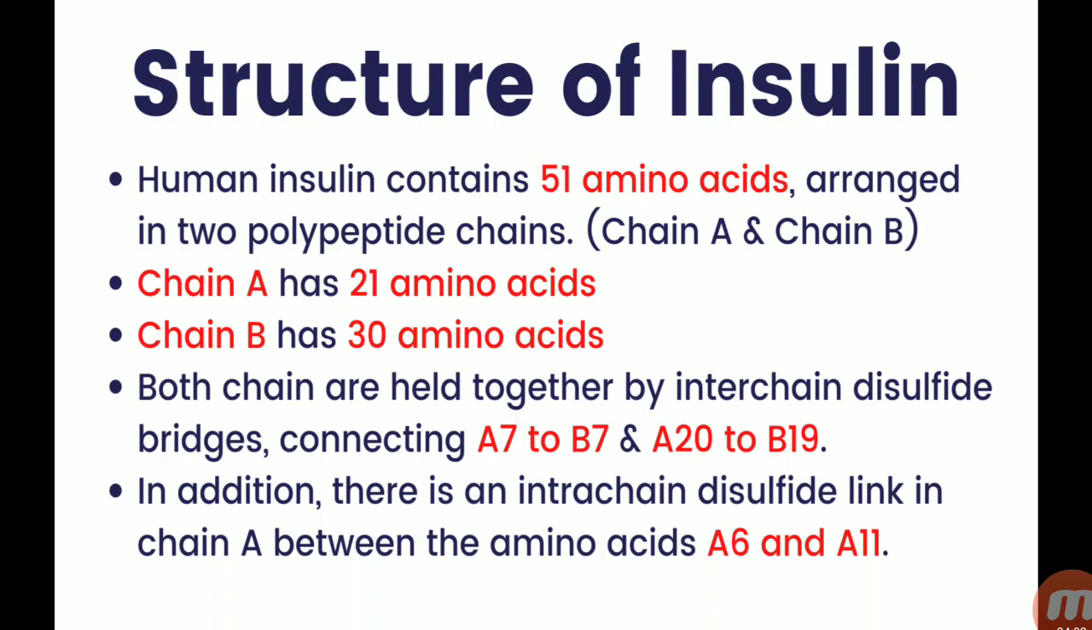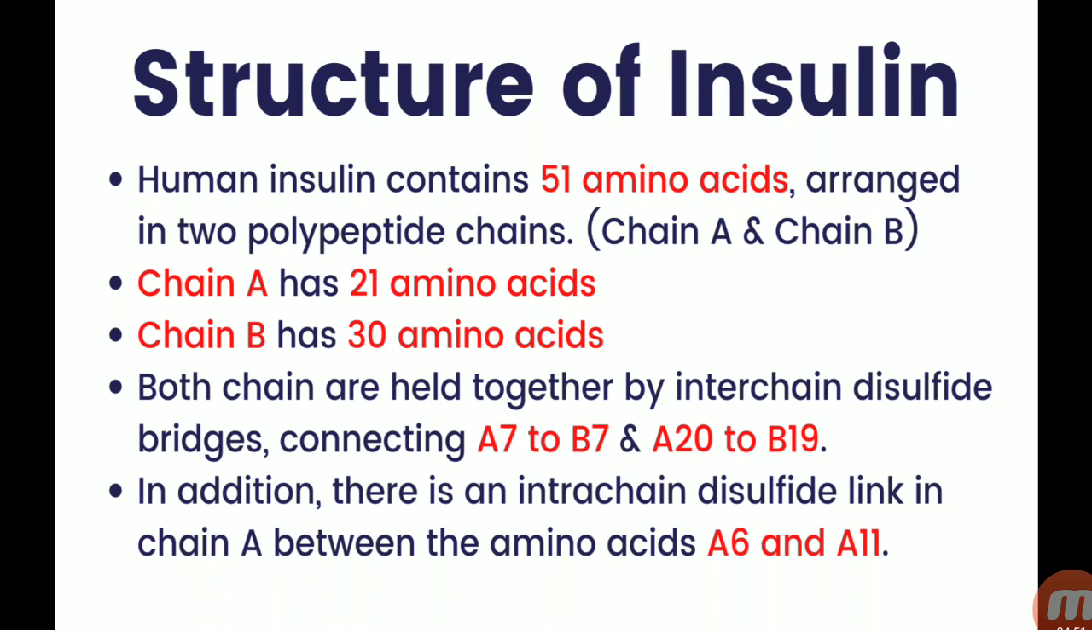Now we'll move to the other topic, that is the structure of insulin. Human insulin contains 51 amino acids arranged in two polypeptide chains. The two polypeptide chains are named chain A and chain B. Chain A has 21 amino acids while chain B has 30 amino acids. Both are held together by two interchain disulfide bridges that connect chain A at 7 to chain B at 7, and chain A at 20 to chain B at 19. So it is denoted by A7 to B7 and A20 to B19. These are the two interchain disulfide bridges.